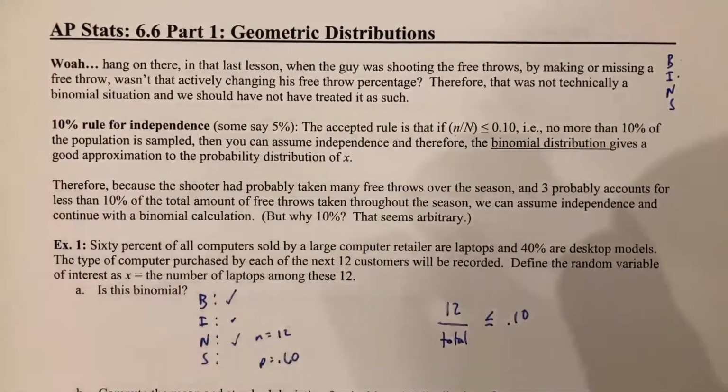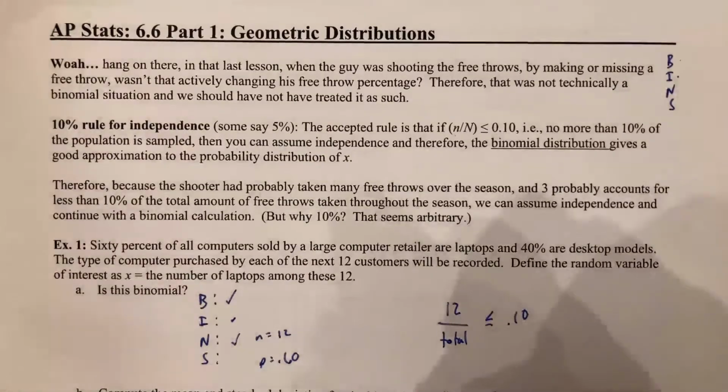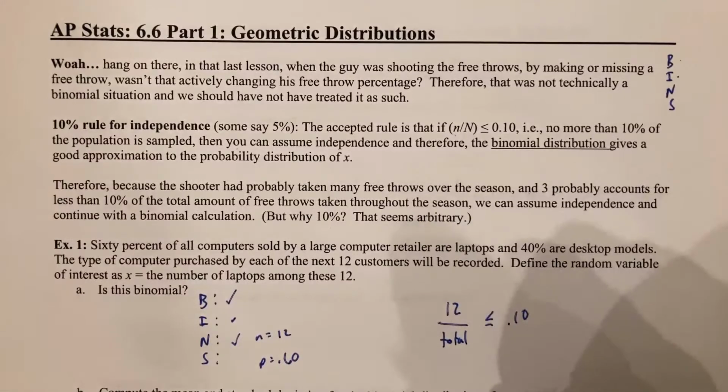That's just NP. So 12 times 0.6 is 7.2. So typically, you would see 7.2 laptops being purchased. That's the typical value. And then the standard deviation is the square root of N times P times Q. Some people say Q here.